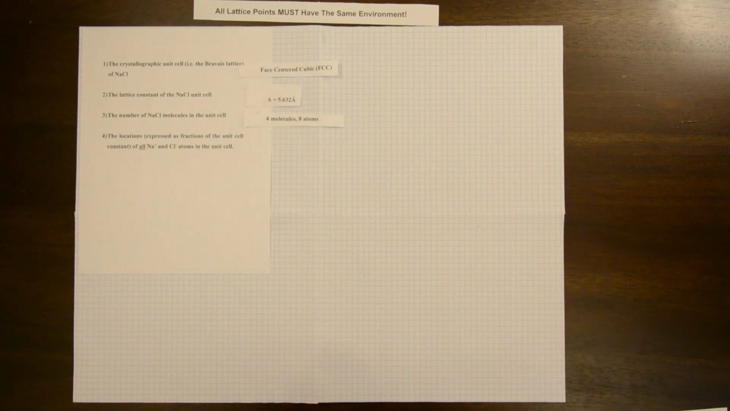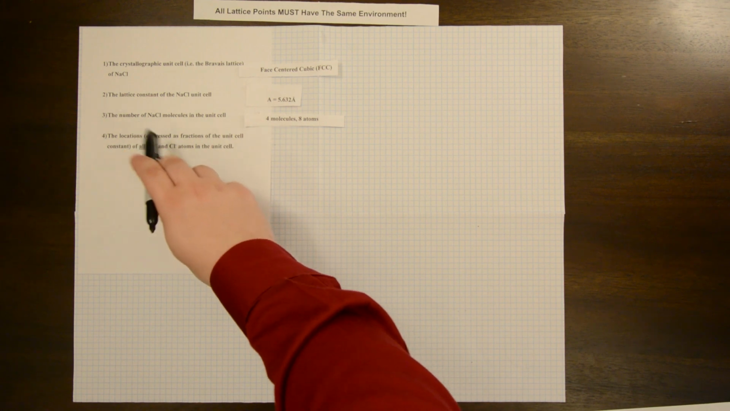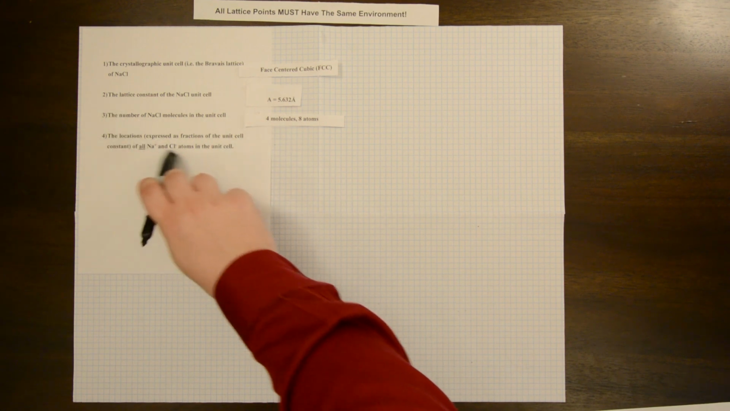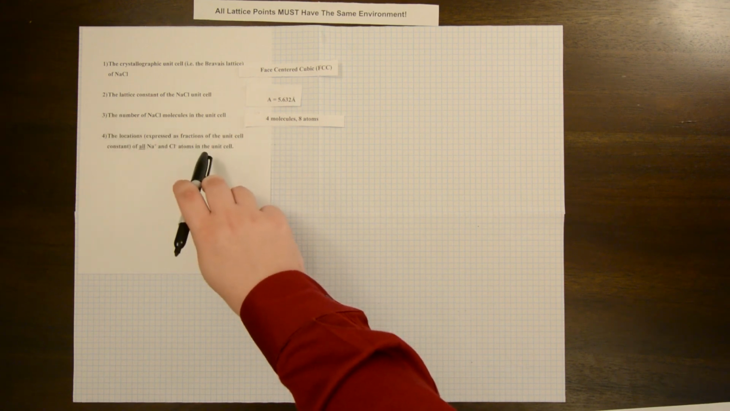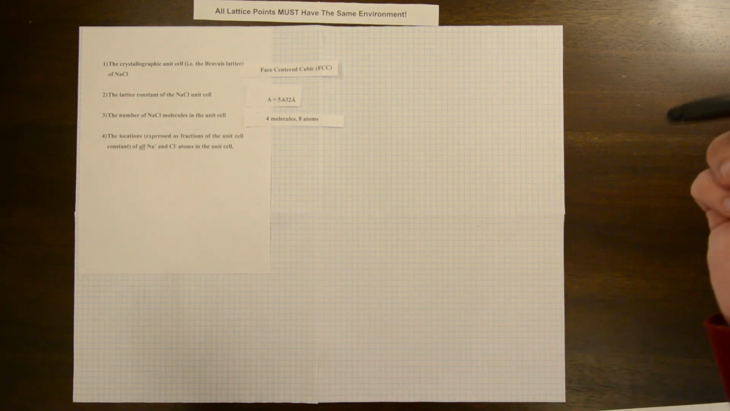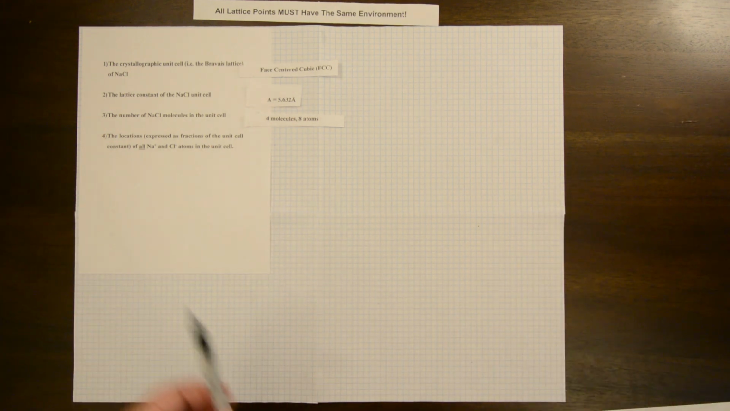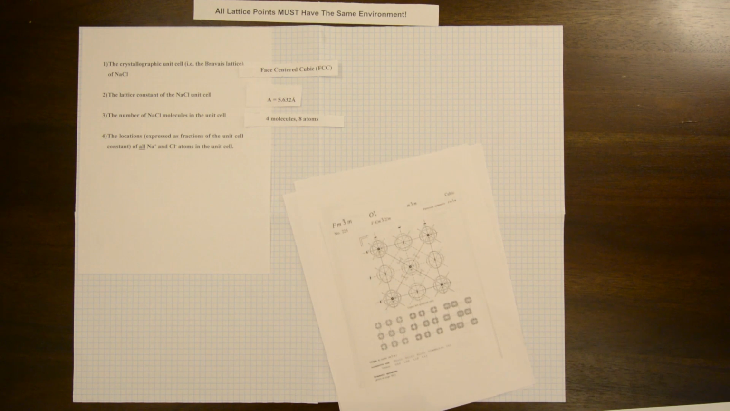However, we still need to determine the exact location of each atom in the unit cell. Luckily for us, that's actually incredibly easy now that we have the international tables.